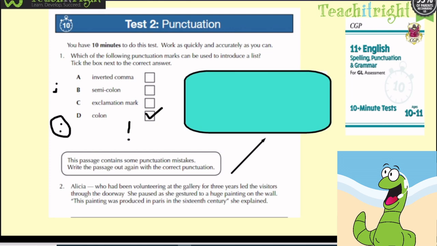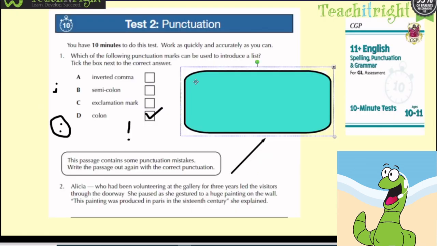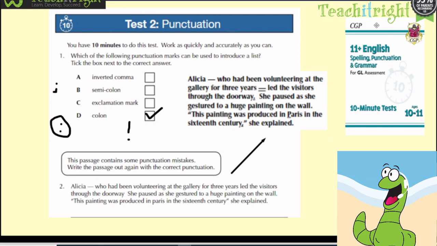Now, number 2, the passage below contains some punctuation mistakes, and your job was to write the passage out again with the correct punctuation. So let's have a look at that now. Alicia, who had been volunteering at the gallery for 3 years, led the visitors through the doorway. She paused as she gestured to a huge painting on the wall. This painting was produced in Paris in the 16th century, she explained.